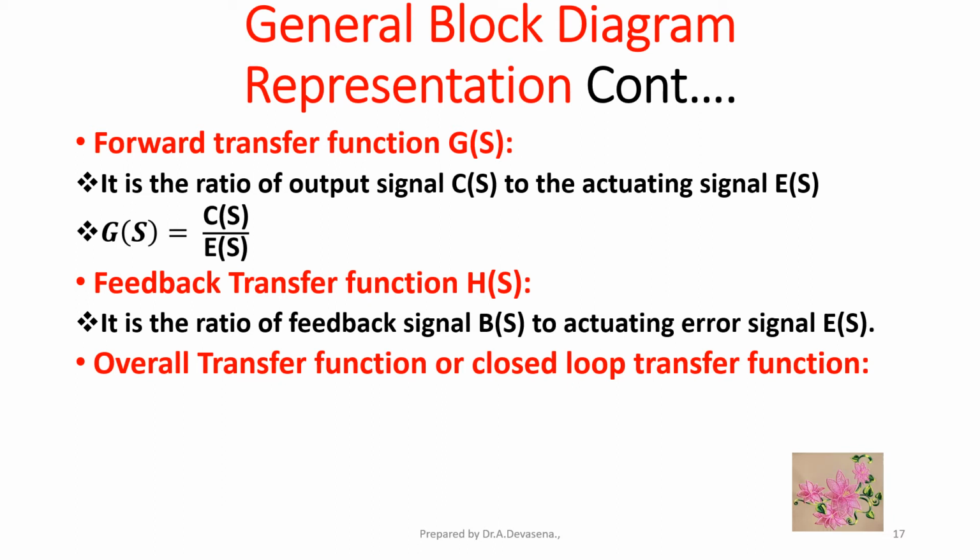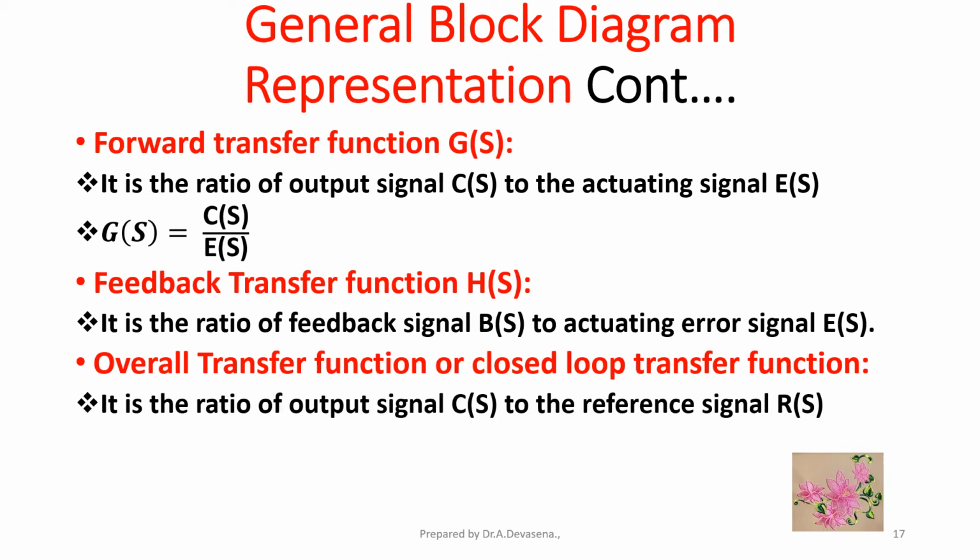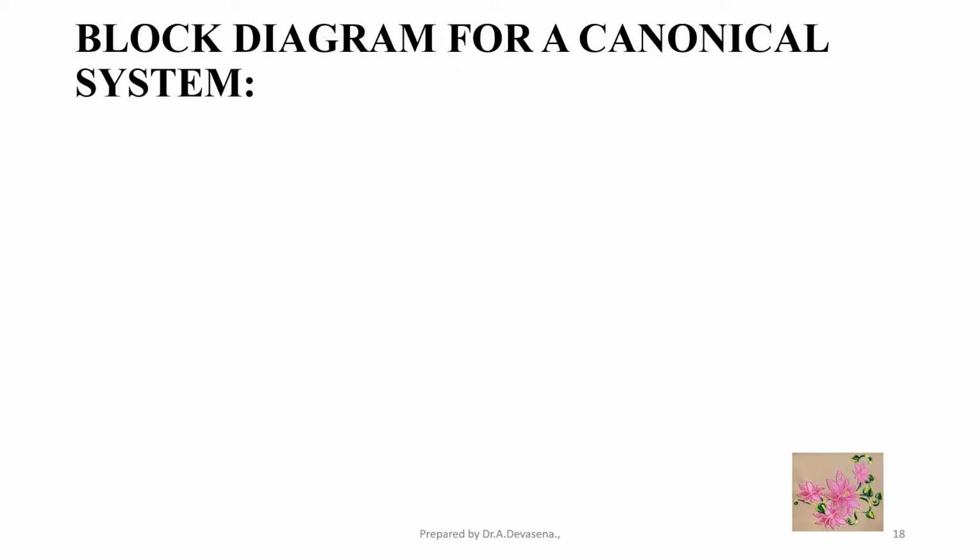Overall transfer function or closed loop transfer function. It is the ratio of output signal C(s) to the reference signal R(s). That is, M(s) is equal to C(s) by R(s). This is the closed loop transfer function. Block diagram for a canonical system.